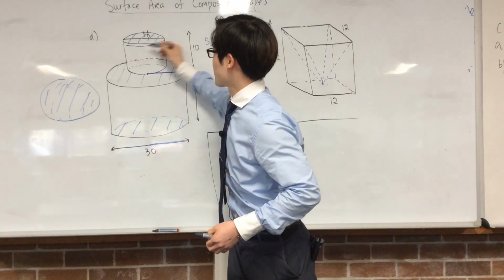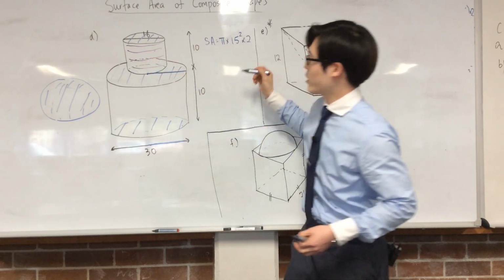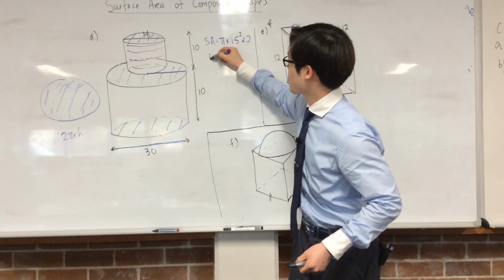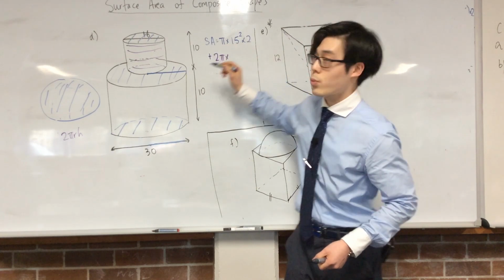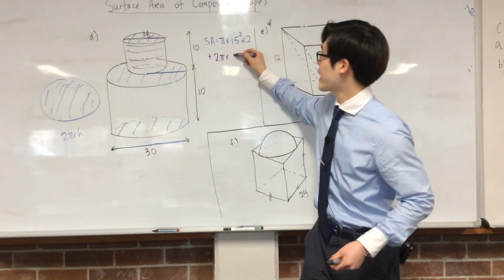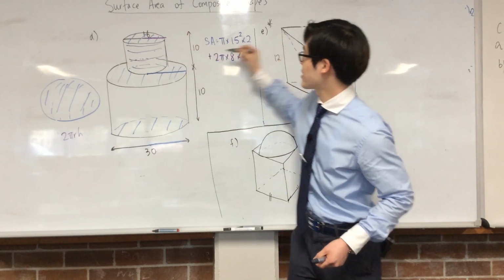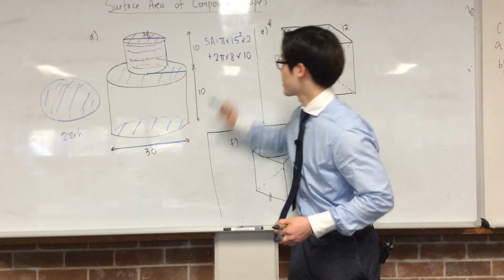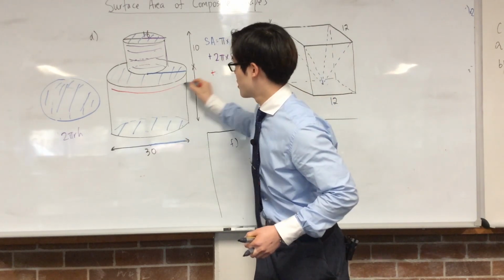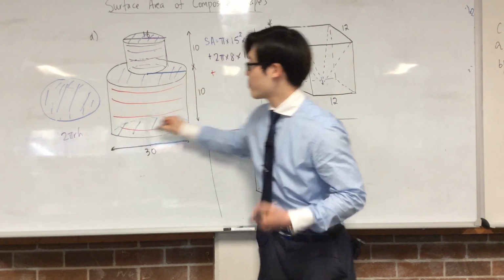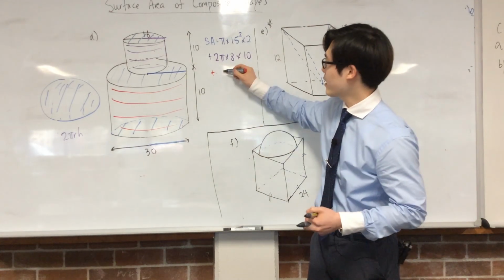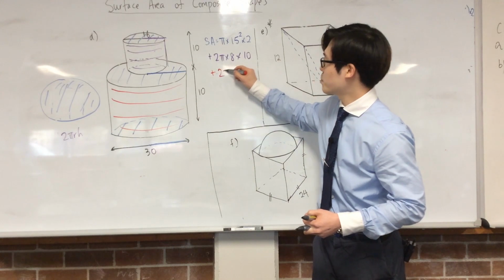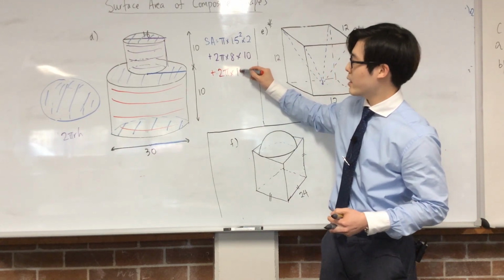Now let's look at the curved surface, all right? If I want to find the area of the curved surface, like I said, it's 2 pi r h. So that's plus 2 pi times the radius of this circle, which is 8, times the height, which is 10. Plus, what's my last one? The area of the big curved surface of the bottom cylinder, so finding the red part. So 2 pi times the radius, which is 15, times 10.